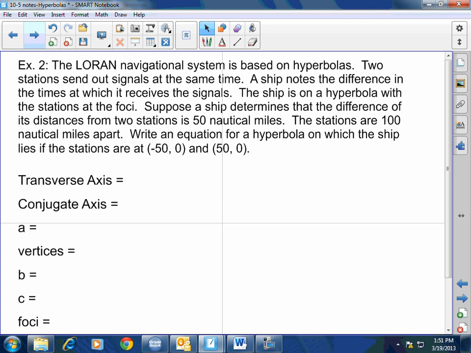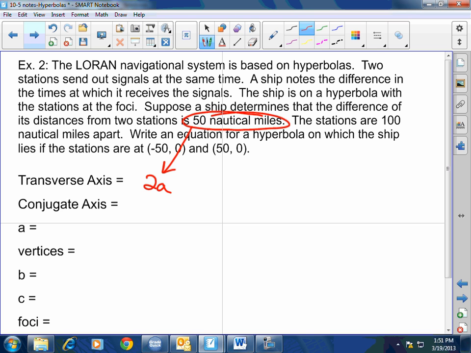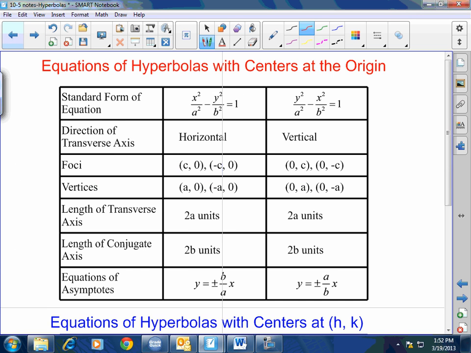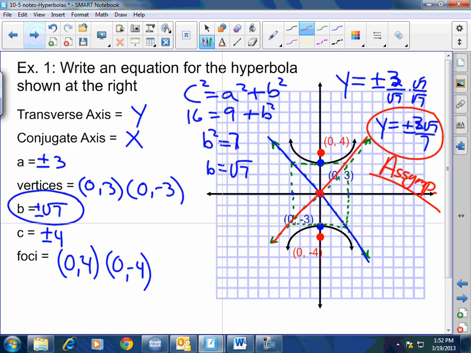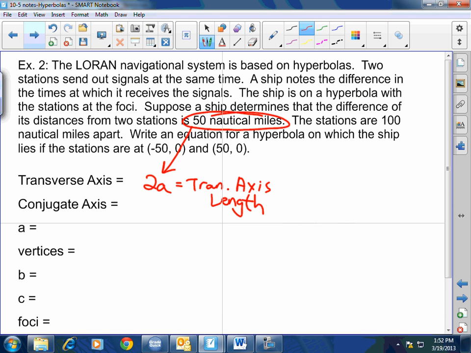Suppose a ship determines that the difference of its distances from two stations is 50 nautical miles. Remember, guys, that that's the D1 minus D2 that's constant? So doesn't that also equal 2a, which is the transverse axis length? Remember we just talked about that when we first started this review. You guys with me? We talked about this over here. So that's where I'm at, just in case you're wondering where I'm getting this from.